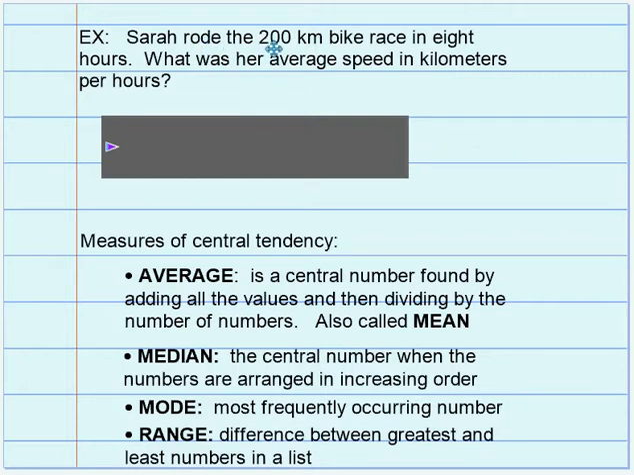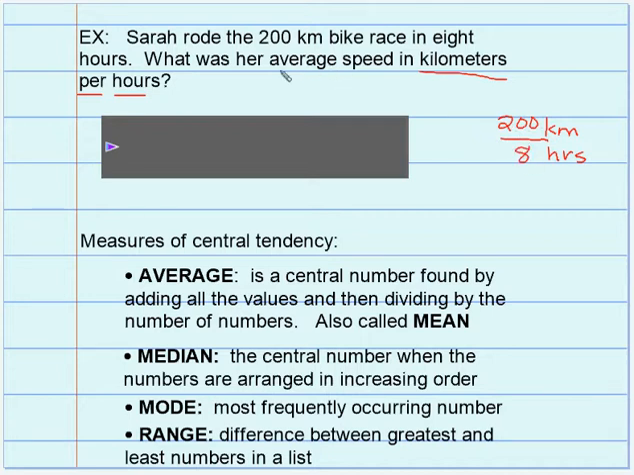Okay, so Sarah rode the 200-kilometer bike race in 8 hours. Okay, they want us to find the average speed, and they tell us they want kilometers per hour. Okay, so that's really simple. We set up a fraction with kilometers. That division bar, fraction bar, means to divide, means per. So we're going to put hours in the bottom. Okay, we can fill in the blanks then. We know it was 200 kilometers, and we know that it was 8 hours.